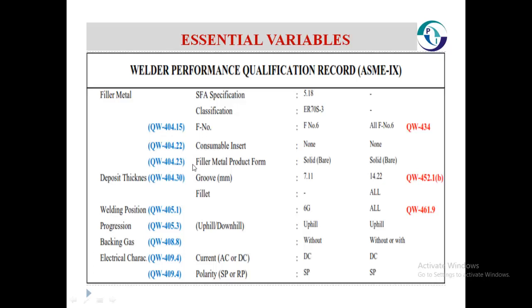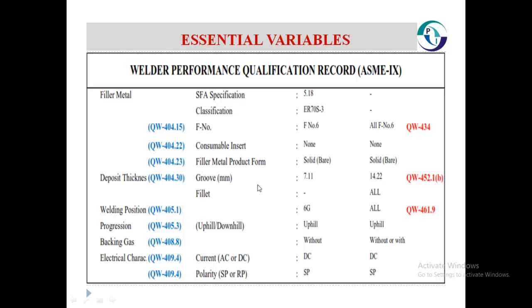Next one is the filler metal product form. The change in the filler metal product form from solid to flux core or flux coated or powdered type of the filler metal product form as per QW 404.23 is an essential variable. Next is the weld deposit thickness. Weld deposit thickness is an essential variable as per QW 404.3.